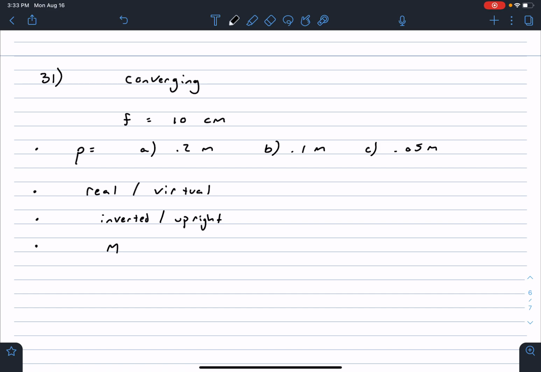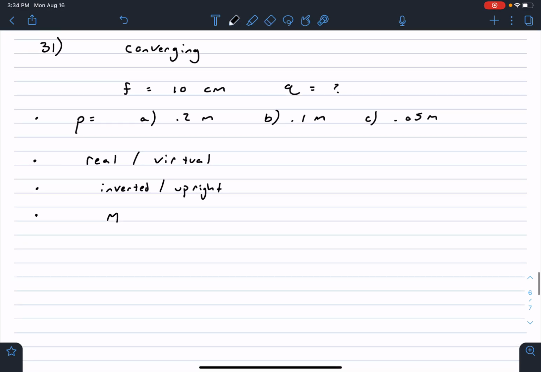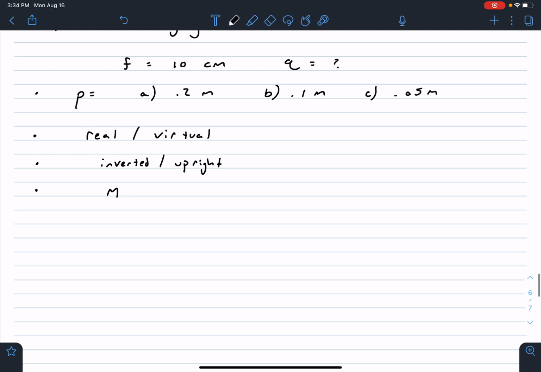So we're asked to find the Q values for each of those. That's what we want. This is the thing we want to find. Then we're also asked to identify whether the image is real or if it's a virtual image. We're asked to identify whether the image is inverted or upright, and we're asked to finally find the magnification of the image. Well, finding Q is the first thing, and that's pretty straightforward.